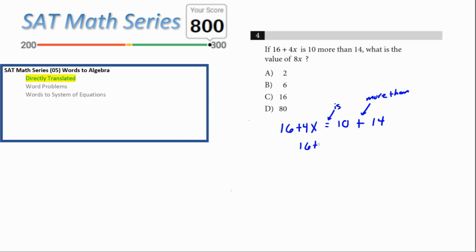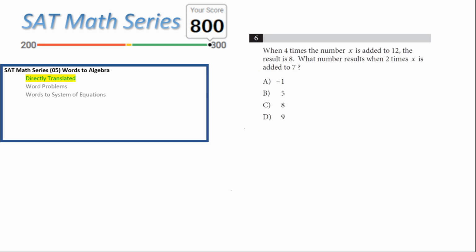We can turn the right side into 24. And then subtract 16 from both sides. 4x is then equal to 8. But do note that we're solving not for x, but for 8x. And then to create 8x, let's multiply both sides by 2. And then we have 8x equals 16. Or answer choice C. They always like to put the value of x here for people that don't read the last part.